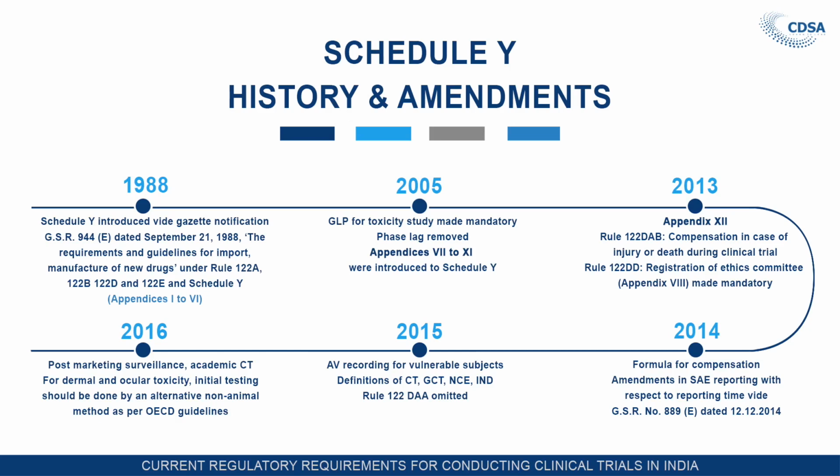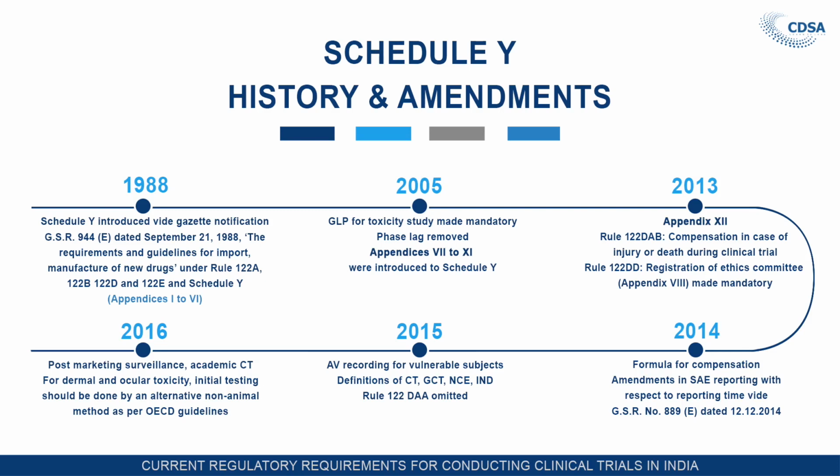Side by side Rule 122 DAB, that is for compensation in case of injury or death during clinical trial, was added. Then Rule 122 DD, that is registration of ethics committee, which is given in Appendix 8, was also made mandatory. In 2014, a formula for compensation was devised. Though it is not in the Schedule Y, it is available on our CDSCO website, and there are 2-3 formulas for the compensation.